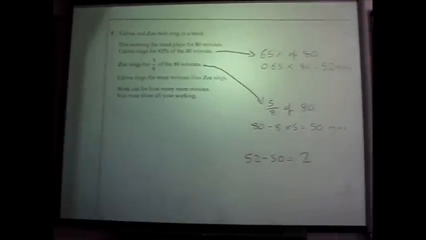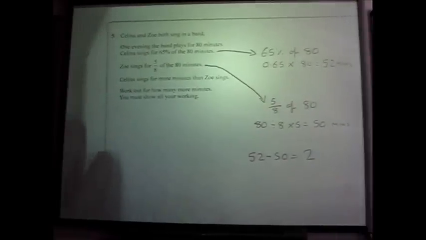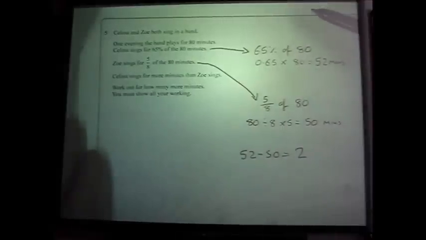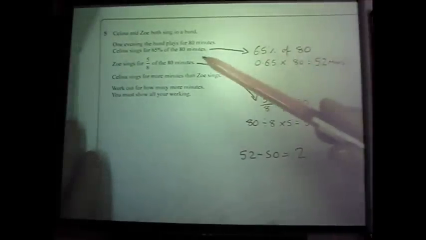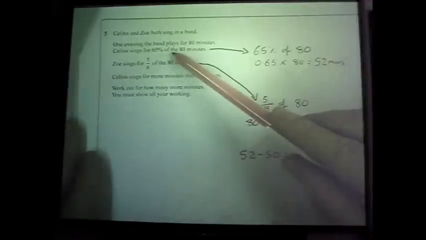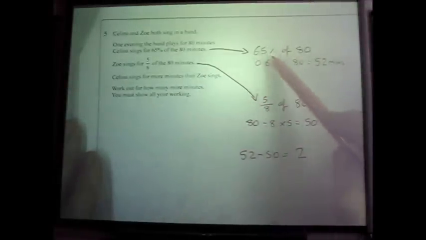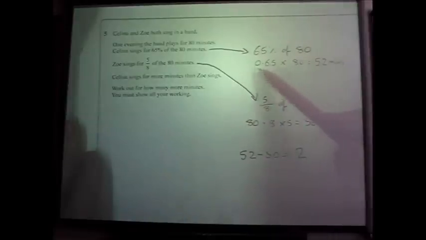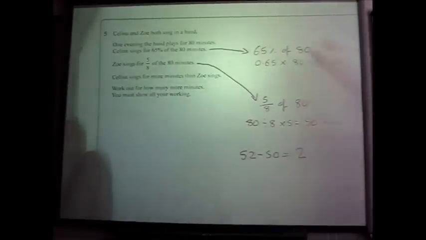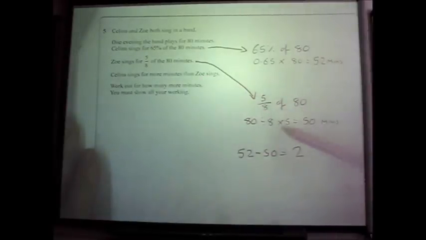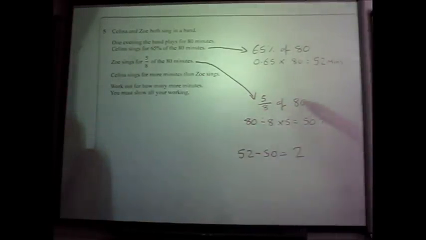Question number 5. There's a couple of people who sing in a band, Selena and Zoe. One evening, the band plays for 80 minutes, and Selena sings for 65% of this time. Even before I read on, I'm just going to work out what 65% of 80 is. Because it's a calculator paper, I've done 0.65 times 80, which is 52 minutes. Zoe sings for 5/8 of the time, so I'm just going to work that out here as well. 5/8 of 80, well, you find 1/8 by dividing by 8, and then you times by the top, so you times by 5. So that's 50 minutes.